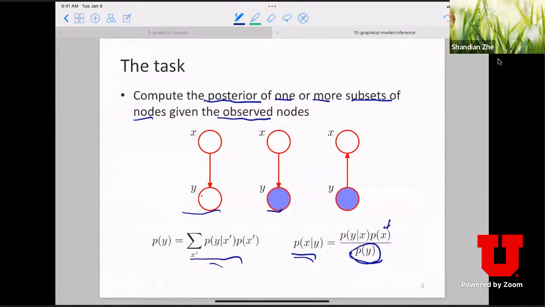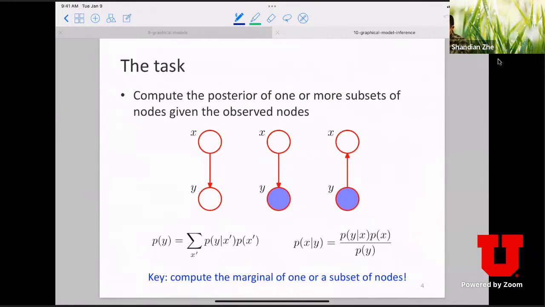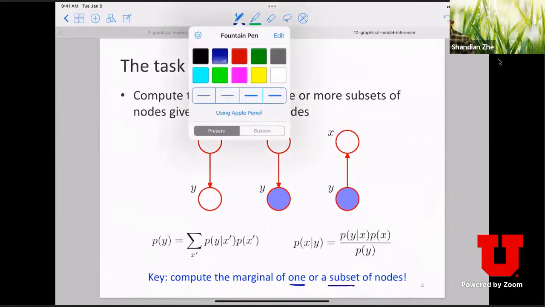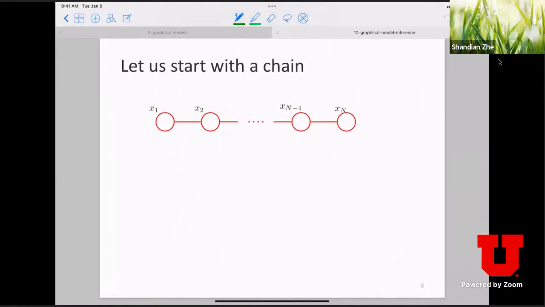But imagine you have a lot of nodes, thousands of nodes, and you have observed 10 nodes in this graphic model. How can we calculate the marginal distribution of these 10 observed nodes? You have to integrate out the other hundreds of nodes. This will be extremely costly in most cases. So the key is to compute the marginal of one or a subset of nodes. Here I want to use one example, again this chain graphic model, to illustrate the challenge.